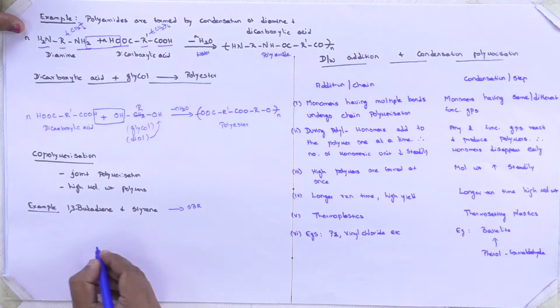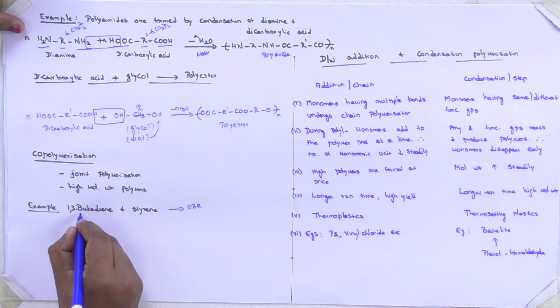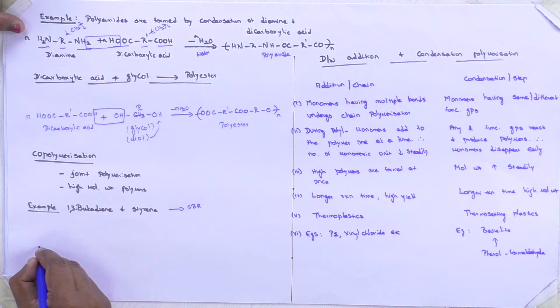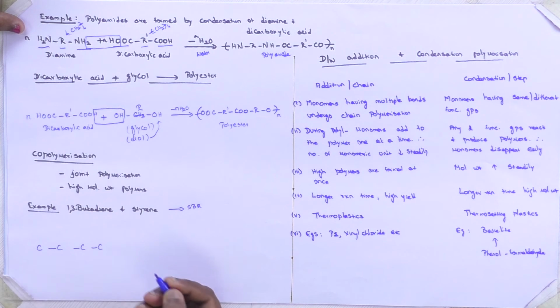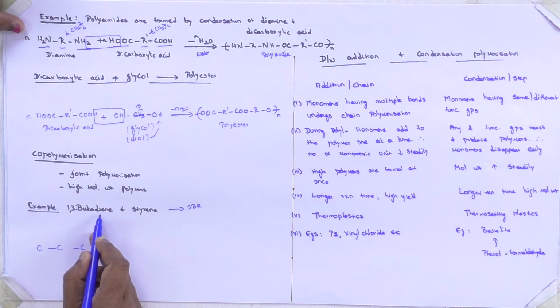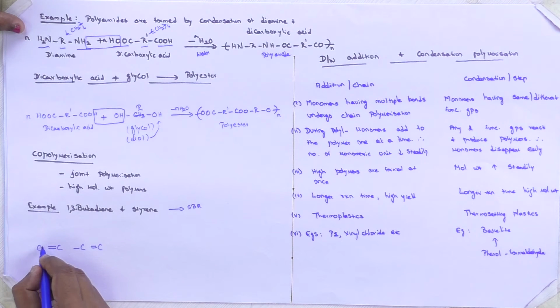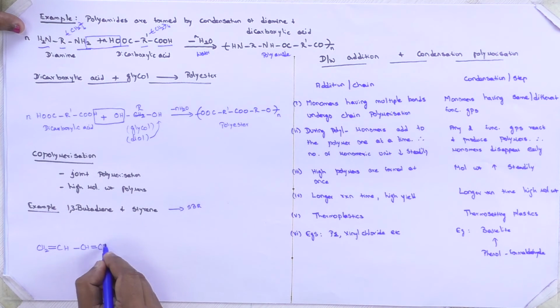Let us write the structure for 1,3-butadiene. Buta indicates there are 4 carbon atoms here: 1, 2, 3 and 4. So, it has double bonds in the first and third position, so let us put the double bonds here. Let us fill in the hydrogens here. This is 1,3-butadiene.